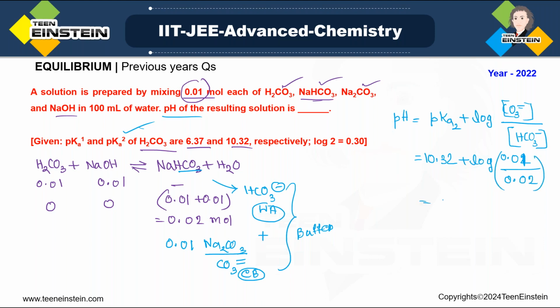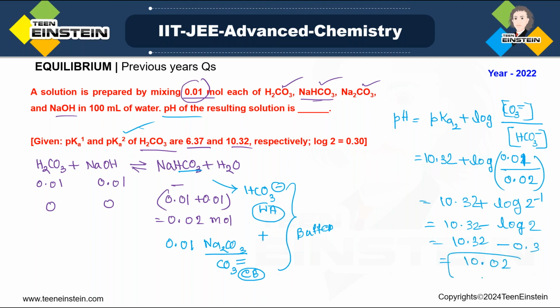So this ratio, you will get 10.32 plus log half, but log half is basically like this. So it will be minus log 2. Log 2 value is given. So ultimately it will be, sorry, it is 10.32 minus 0.3, and that will give you 10.02. So this should be your answer. That is the pH of the solution. Okay.